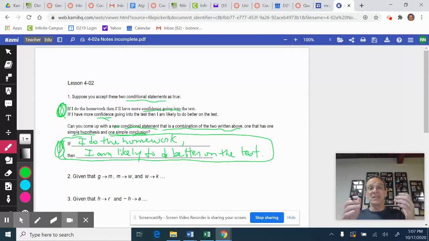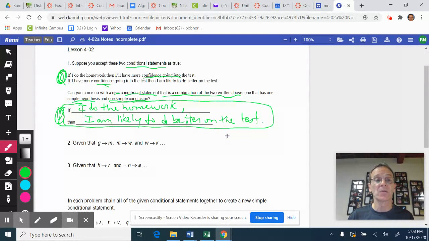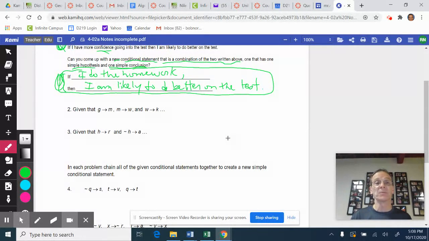So this is the essence of today's lesson. It's about combining multiple conditional statements into a single, simple conditional statement that leaves out a lot of what was in the originals. Okay. And some of the work we're going to do moving forward, we're not just going to leave out one item, we're going to leave out multiple items. Okay. That's what today's lesson and the work is about. So let's look at example number 2.